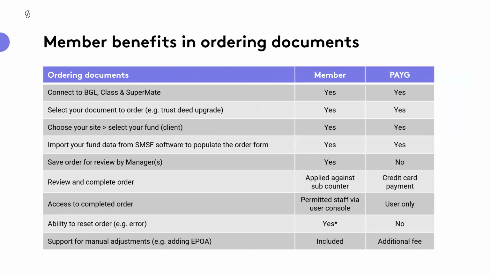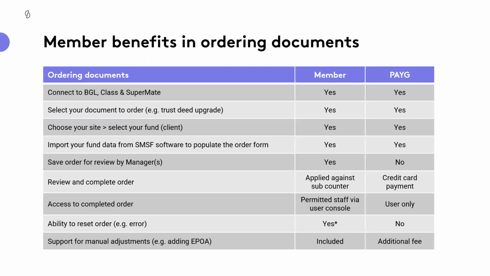So the other thing I just wanted to also delineate here in the ordering process between a member and a pay-as-you-go member is, yes, you can connect to your SMSF software throughout this process. Yes, you can choose a document to order throughout this process. Yes, you can import your data using the software, but the distinguishing features start to come from there. So if you are a member, you can save that order and then you can have it reviewed by a manager. That is not available through the PAYG process. Naturally, there are counters under subscription subject to the level of subscription that you have, as you can see on the previous slide, versus a simple credit card payment process.